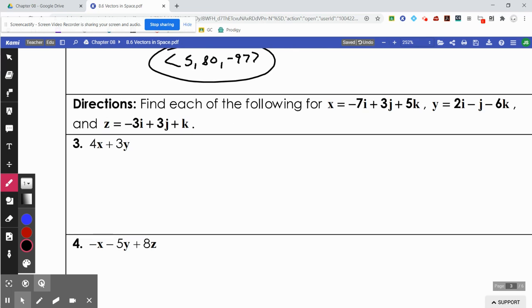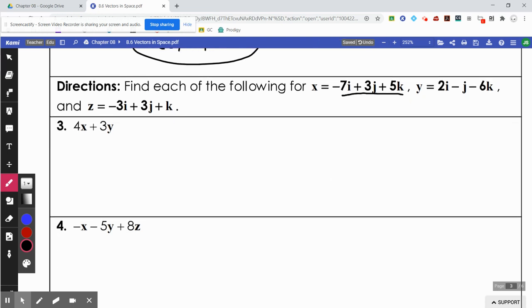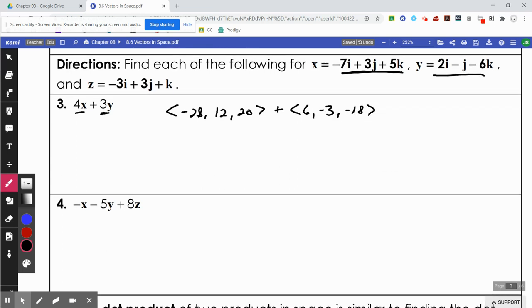Okay, on number 3, we're asked to do the exact same thing, except they give our vectors as linear combinations, no big deal. We could actually change them back if you would like to into component form. 4x, if you would like to do 4 times x, that'd be negative 28, comma 12, comma 20, if you want to just go ahead and write it back in component form. Plus 3 times y, here's y, that would be 6, negative 3, and negative 18. So now you could write your answer in component form, or if you would like to write it back as a linear combination, let's do that.